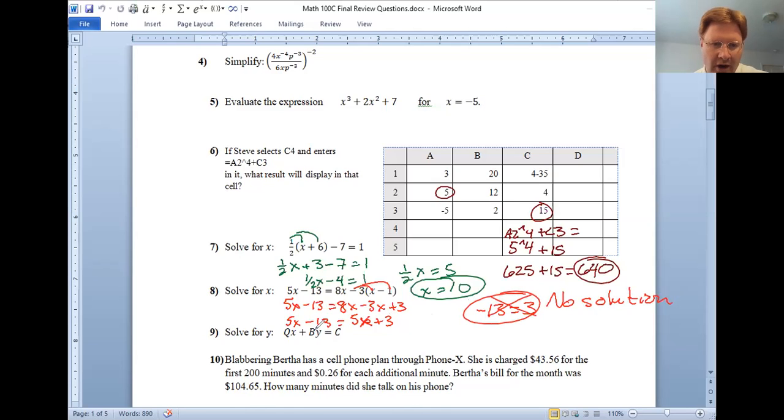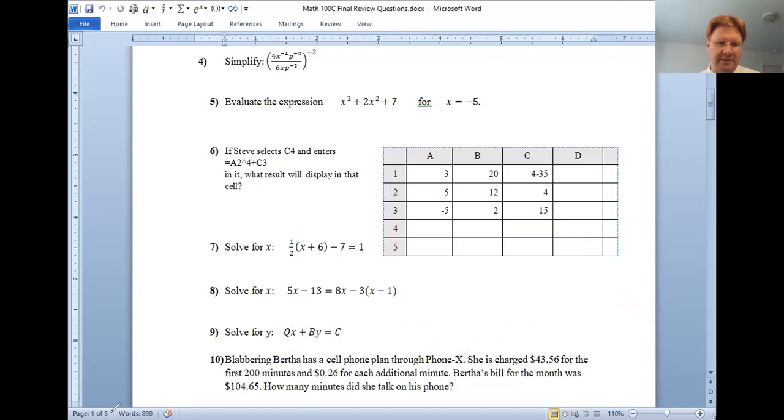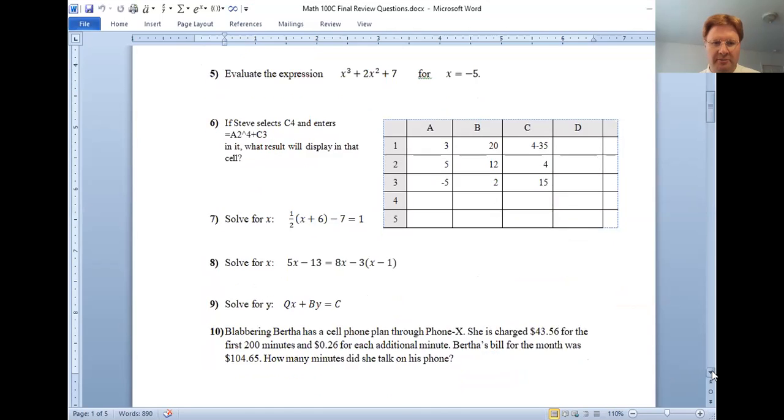Number 9 is y. So we've got to get this y right here by itself. So subtract off the qx, subtract off the qx, and we get by equals c minus qx. Divide by b, and we now have the y by itself. So there's our answer right there. Excellent. All right, let's scoot this up a little bit more and see a few more problems.